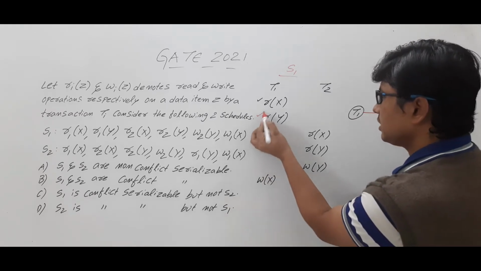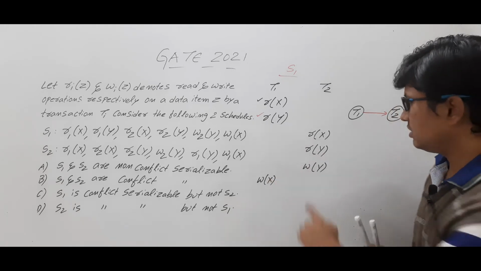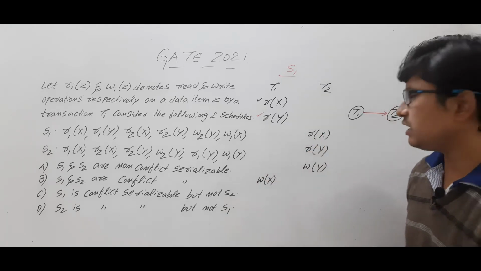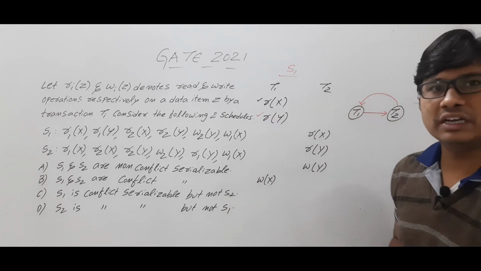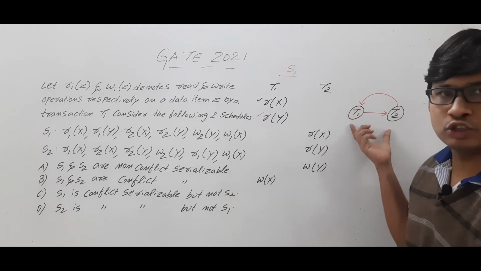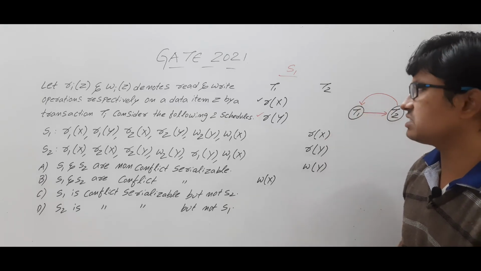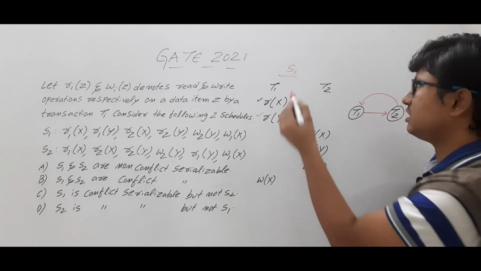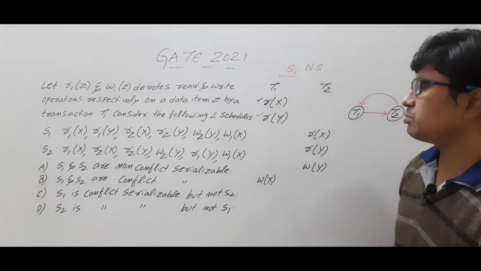So done. Now come to this one. Read of X, write of X. Is it clear? Again it is a read-write conflict. It is saying T2 to T1. Now look at this one. Here itself we can stop and say, in the precedence graph, if you get a loop, then we can say that it is not conflict serializable. So schedule S1 is not a conflict serializable schedule.